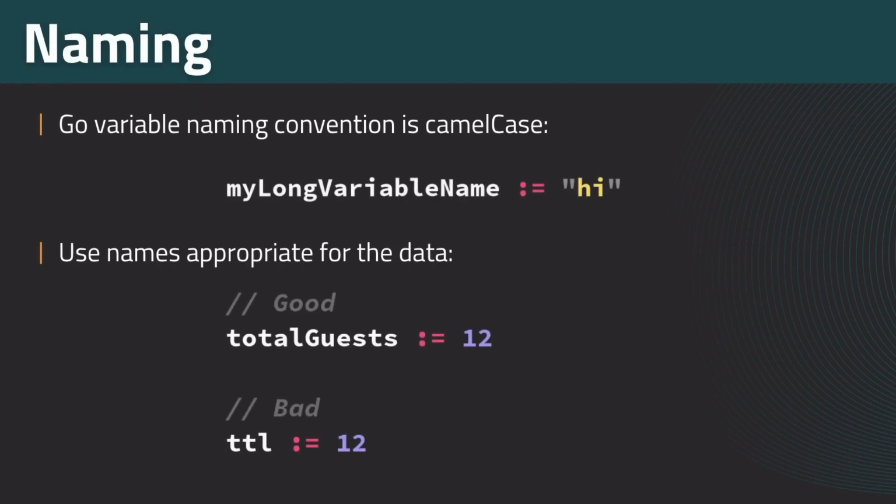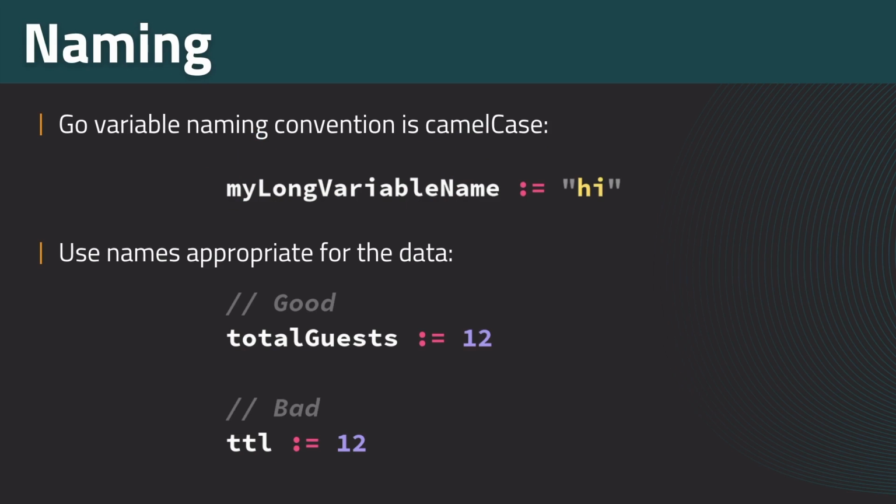Naming variables in Go has a convention, and we use camel case. Camel case always starts with a lowercase letter, and each word has an uppercase letter to denote where the word begins. So we have myLongVariableName. So the L, V, and N are all capitalized, and the m is lowercase.